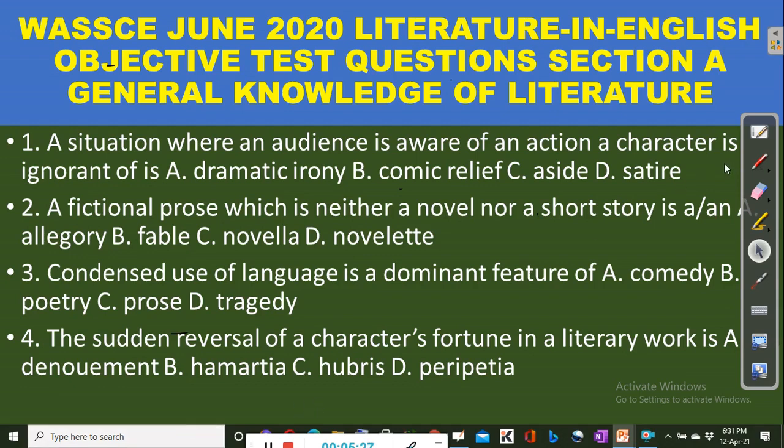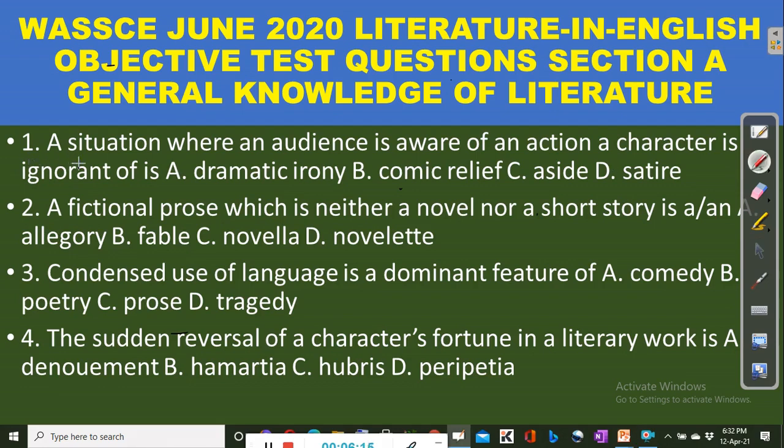In this section, your knowledge of the literary terms is being tested. I see the literary terms as the building blocks or the working tools for appreciating and analyzing literature. And that is why WAEC always sets questions on it, because unless you really understand the literary terms, you won't be able to go into real textual or literary analysis. So let's begin to look at this one by one.